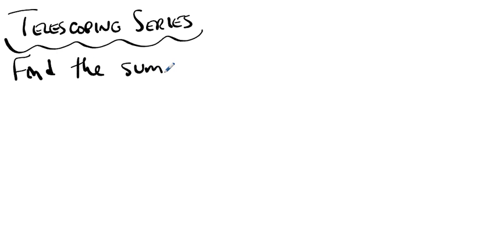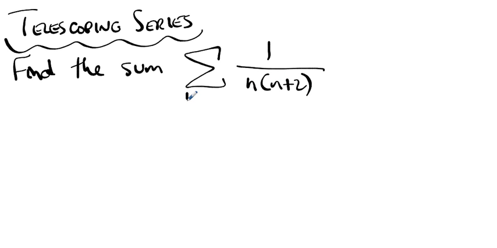Two other thoughts before we're done. One is a thought about telescoping series. What if I want to find the sum of 1 over n times n plus 2? Well, that becomes tricky because if you just write out some terms, there's no really immediately discernible pattern. I can't really do a heck of a lot with that.